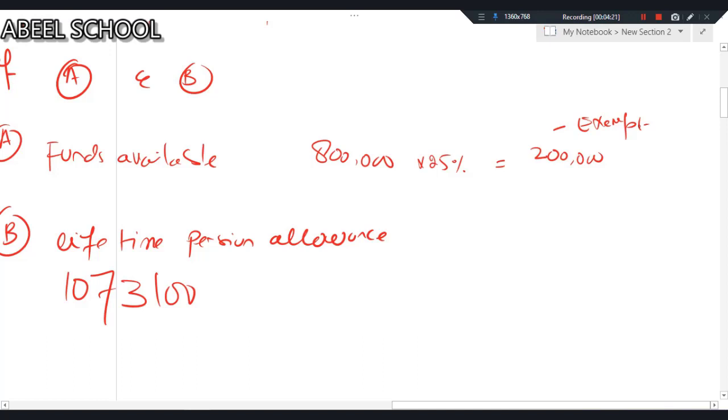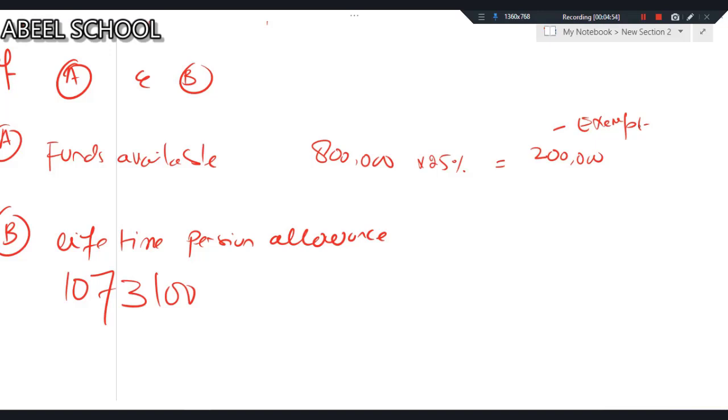Now the question arises, what about the remaining 600,000? Actually, the remaining 600,000, which represents the remaining 75% of funds, when an individual extracts slowly and gradually, as and when required, in the form of pension income, will be treated as pension income or pension benefit. On that pension income, the individual is supposed to pay tax.